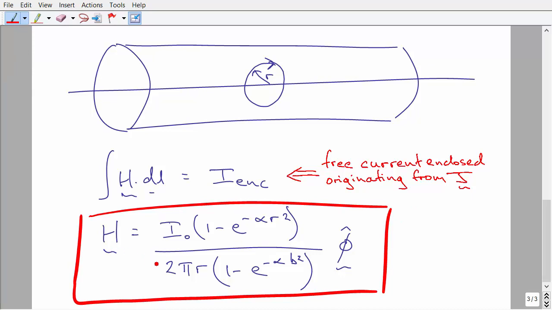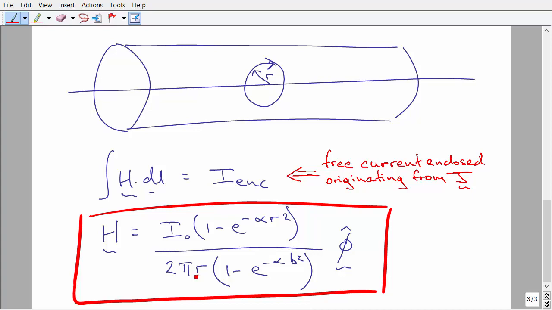There's our result for H, and at this point we should just check it in some sort of sensible limit to see that it's true. First of all, is it dimensionally correct? Well, yes, it is. The terms inside the brackets are dimensionless. They have no units at all, and so H is proportional to current divided by distance, and that makes sense.